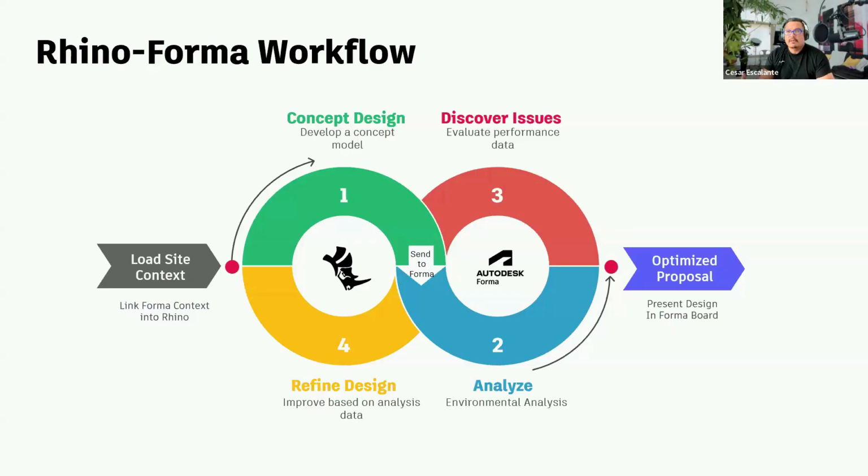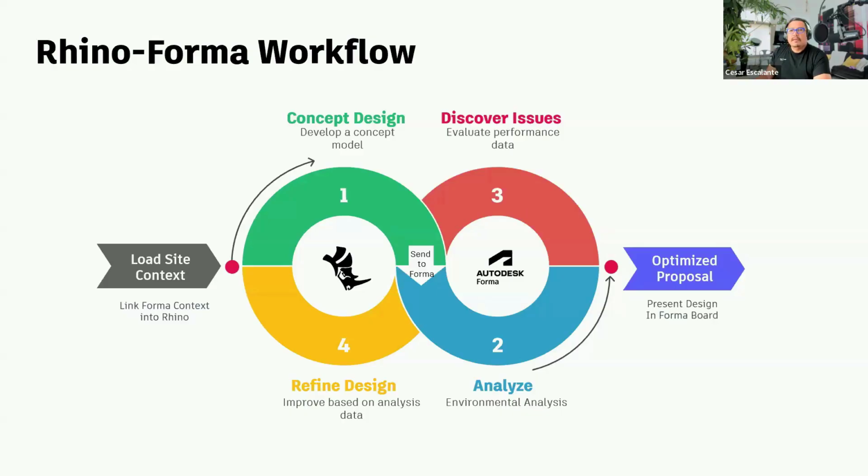Step number 2 is in Forma. You can analyze this model and receive technical feedback on environmental metrics like sunlight, wind, noise, and embodied carbon. And then using this analysis data, you can identify issues and potential trade-offs.